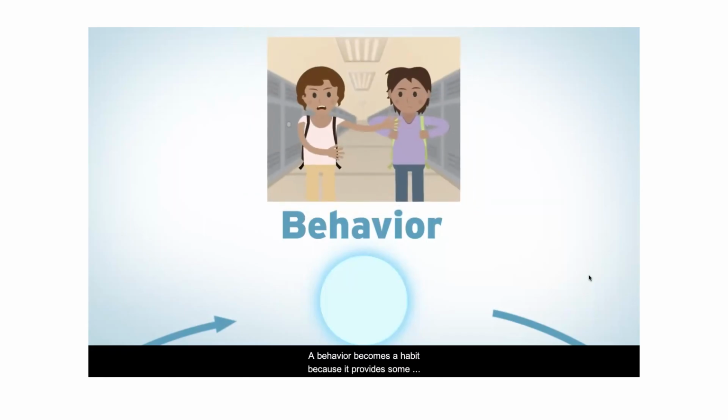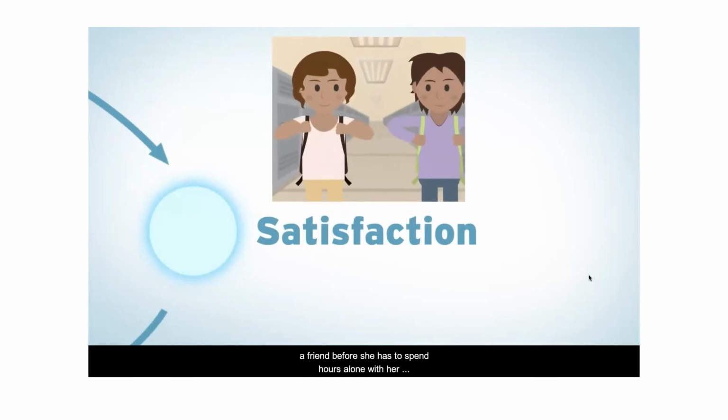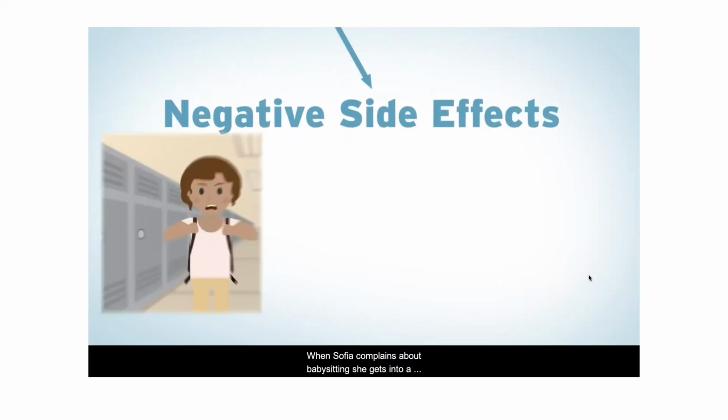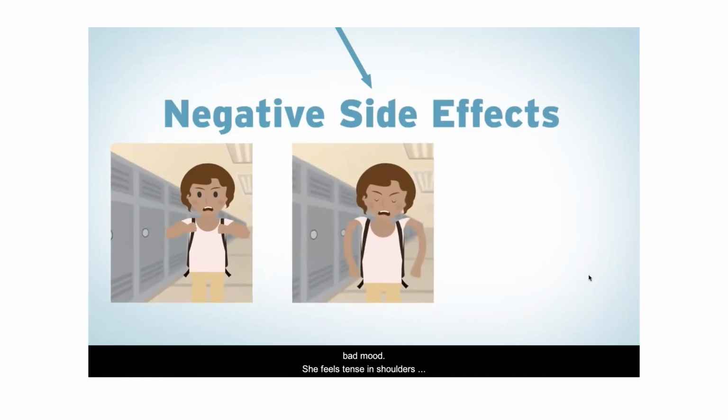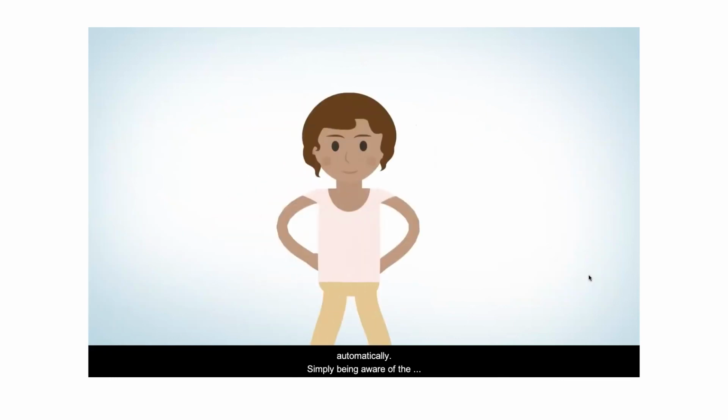A behavior becomes a habit because it provides some sense of satisfaction. Complaining gives Sophia the satisfaction of connecting with a friend before she has to spend hours alone with her little brother. However, we can recognize that we need to improve the habit when the sense of satisfaction is followed by negative side effects. When Sophia complains about babysitting, she gets into a bad mood. She feels tense in her shoulders, and she realizes she annoys Nicole. Sophia doesn't like any of that, but when she's stressed out, it's as if she complains automatically.